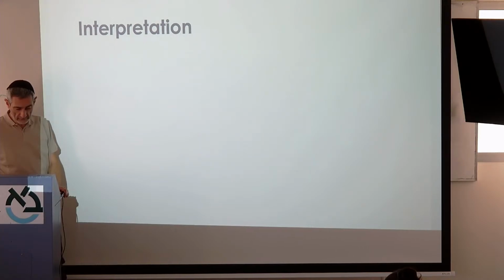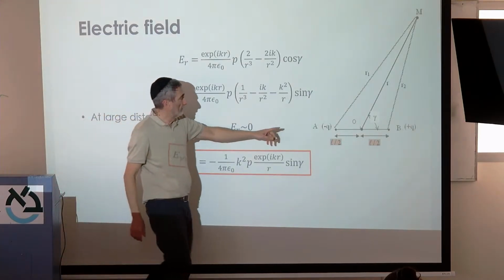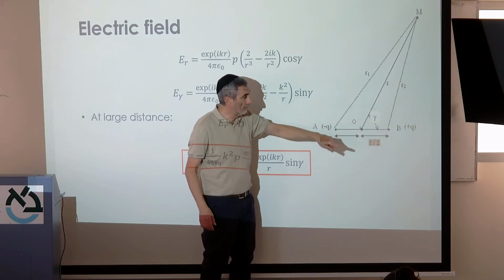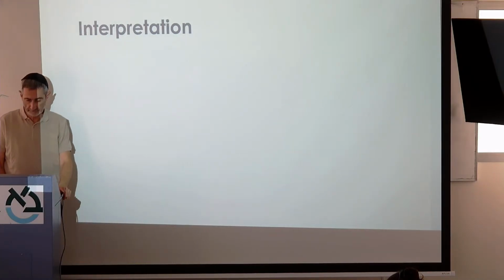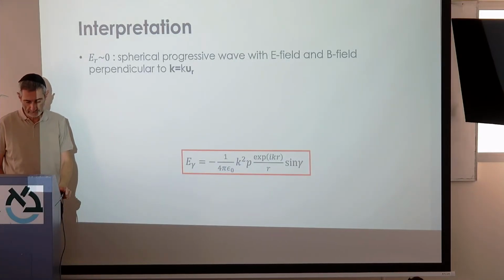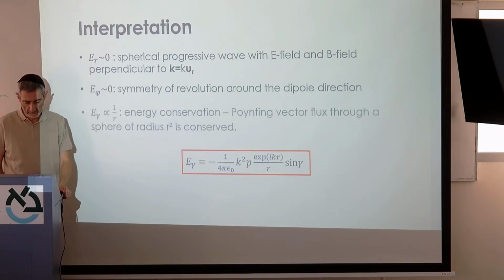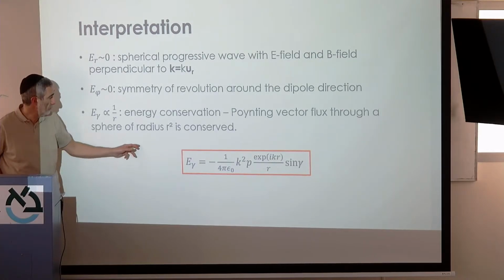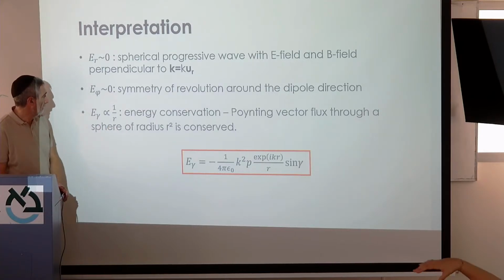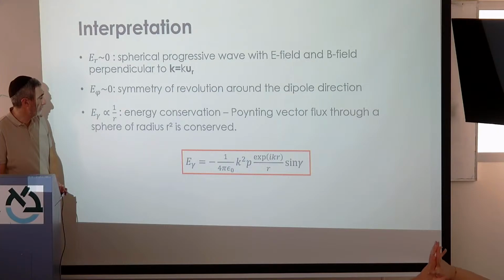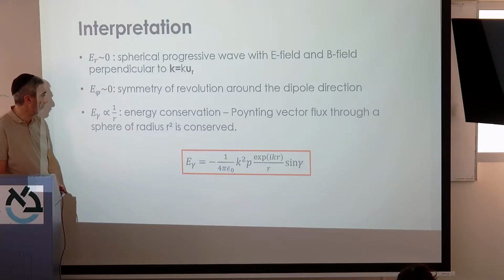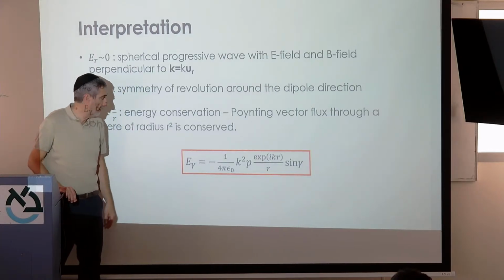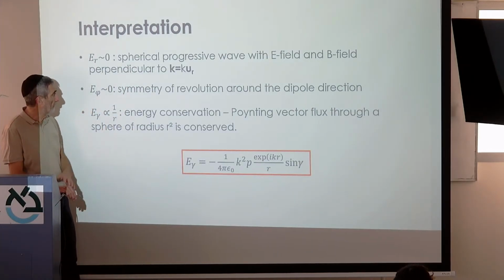In this figure here, you also have this angle, that's the phi. So you have symmetry of revolution. And E gamma is proportional to 1 over R. This is simply for energy conservation purposes: the Poynting vector flux through a sphere of radius r squared is conserved thanks to this term here. So that's the expression that is left in the far field.